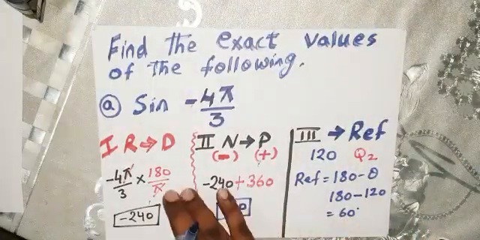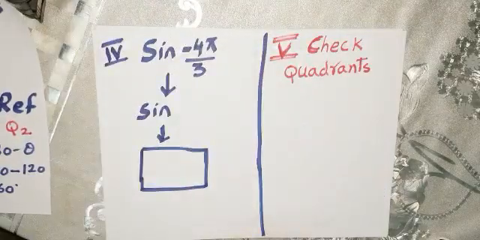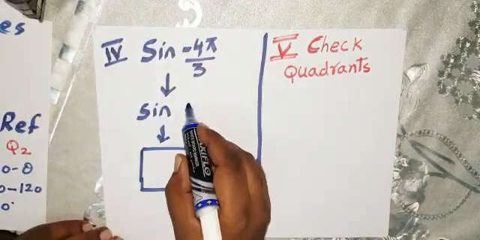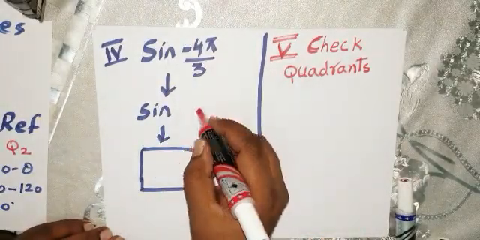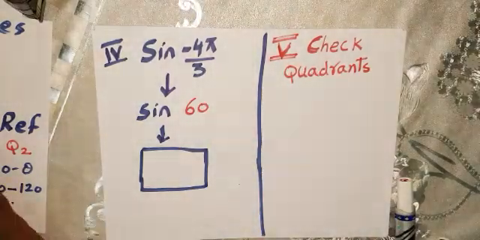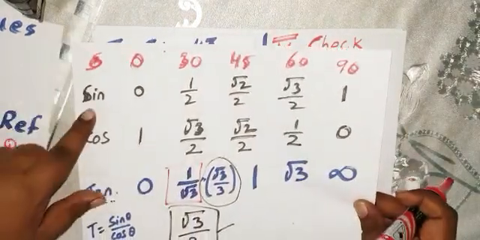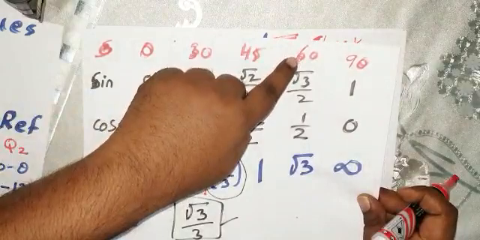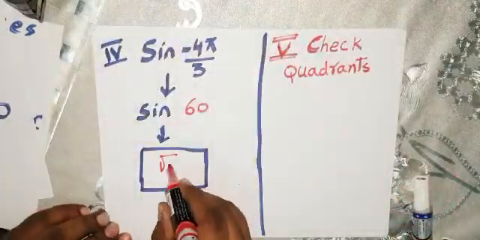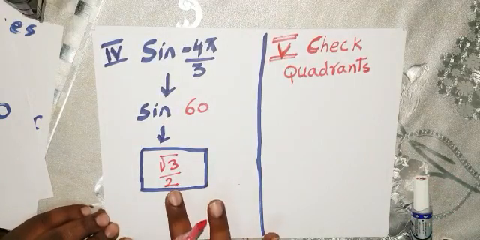Now we got 60. So in the next step, I am going to change my main question into its reference angle. And just now I got the reference angle as 60. And you know it very well that by using the table, I can find the exact value of sine 60, which is root 3 by 2. The final solution is root 3 by 2. Okay, this is the final value.